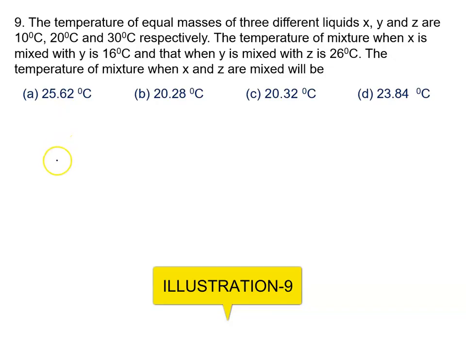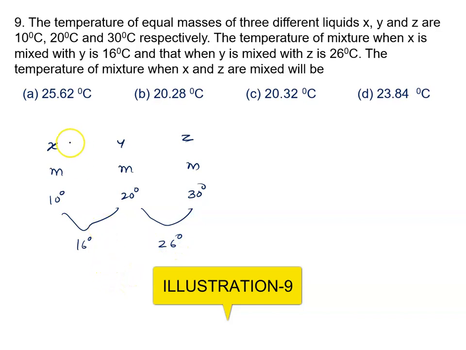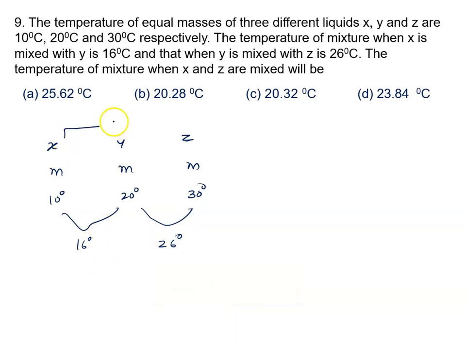The temperature of equal masses of 3 different liquids X, Y and Z are 10 degree, 20 degree and 30 degree respectively. Let us say 3 liquids X, Y and Z and masses same, so M. Here temperature is 10 degree Celsius, here 20 degree Celsius, here 30 degree Celsius. The temperature of the mixture when X is mixed with Y is given by 16 degree Celsius. And similarly when Y is mixed with Z, it is given by 26 degree Celsius. The temperature of the mixture when X is mixed with Z, let us say this temperature is given by T.